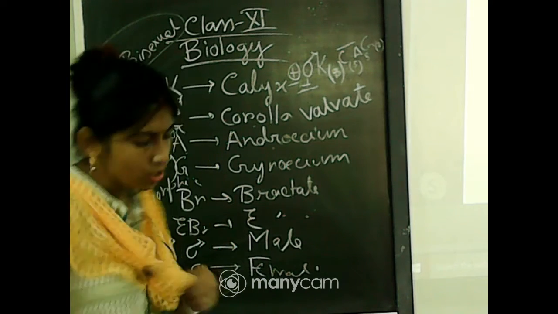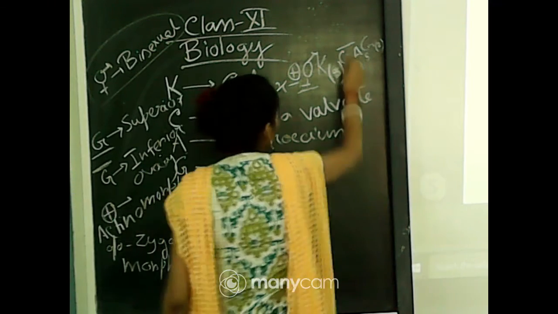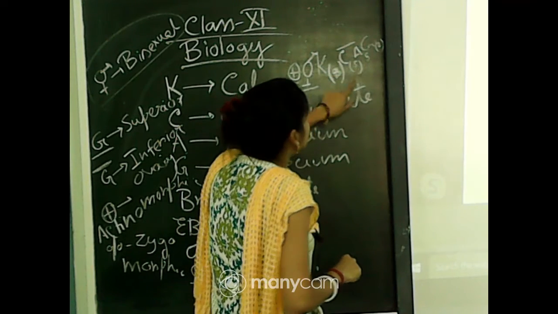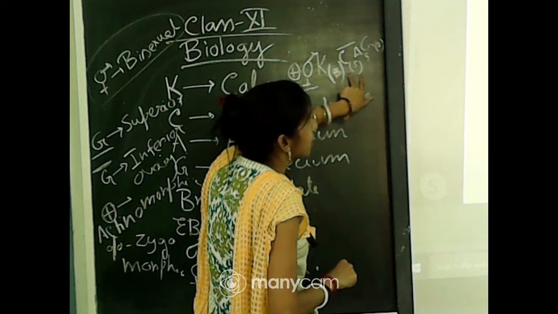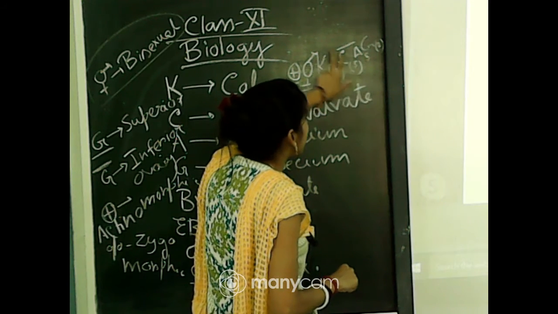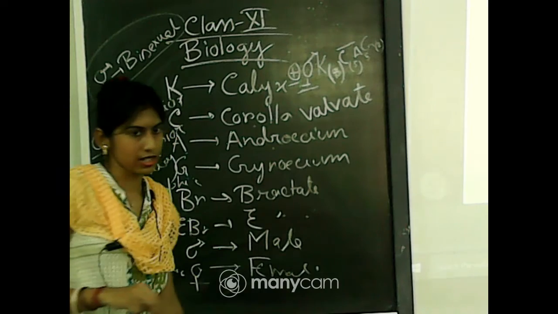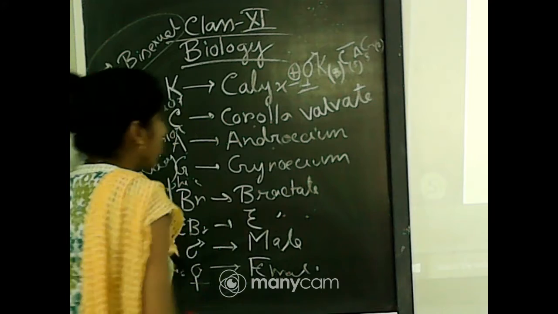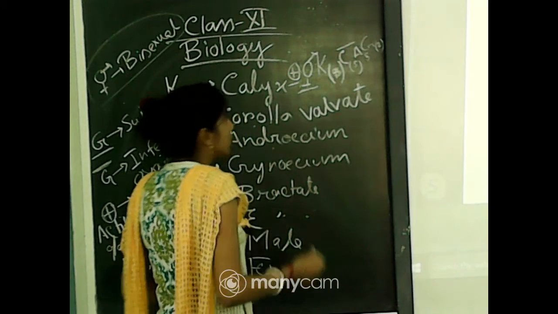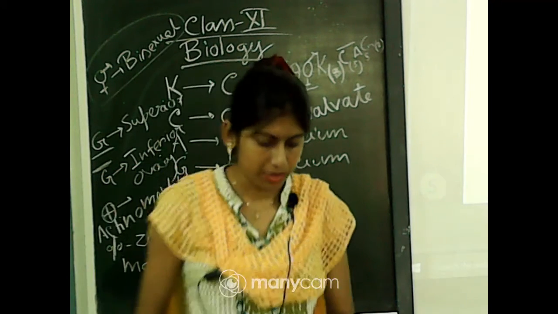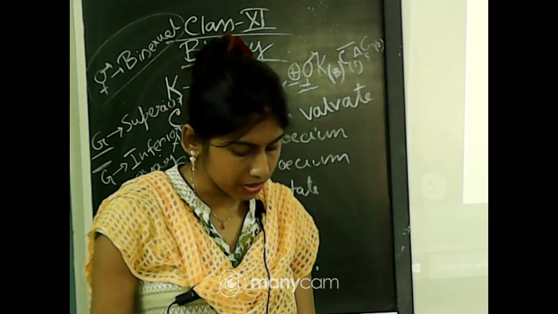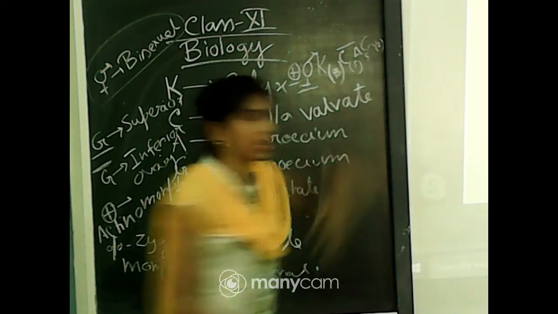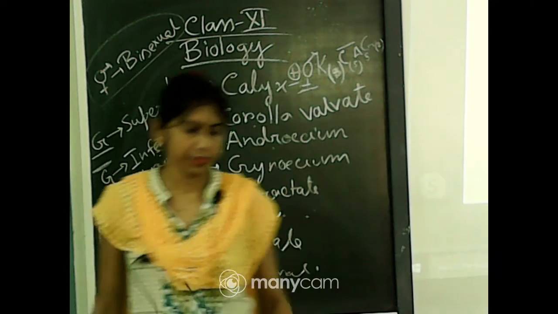Next part is corolla. So, C for corolla. What is the number of corolla? 5. Are they free or united? As it is in the bracket, the 5 corolla are in united condition. Okay. So, the unit of corolla is petals. So, the number of petals is 5 which are in united condition.